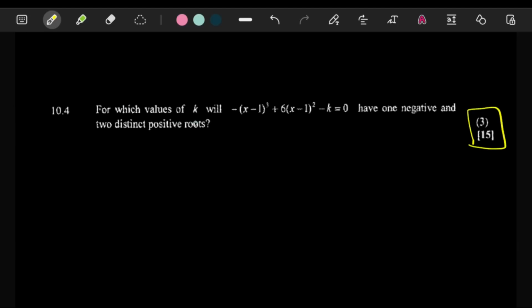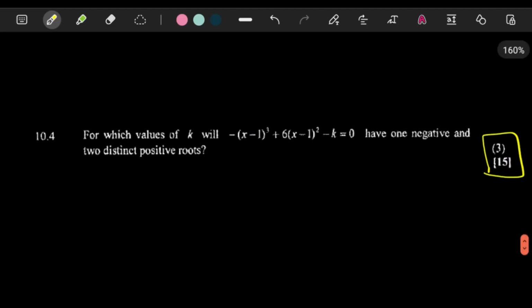And then here for 3 marks, let's see. For which values of k will this equation have 1 negative and 2 distinct positive roots? Man, this is so annoying. Like, it really is.